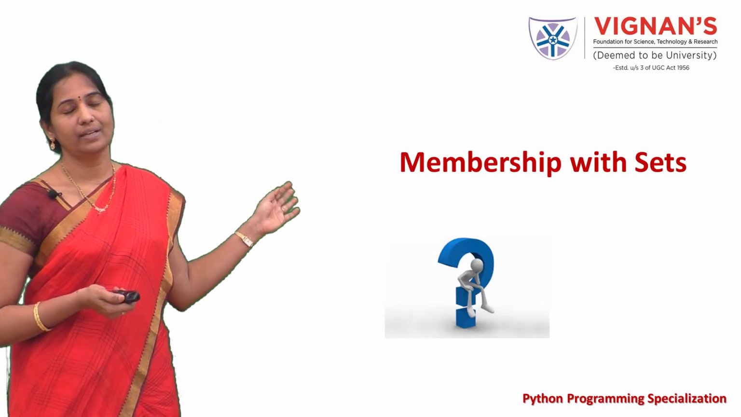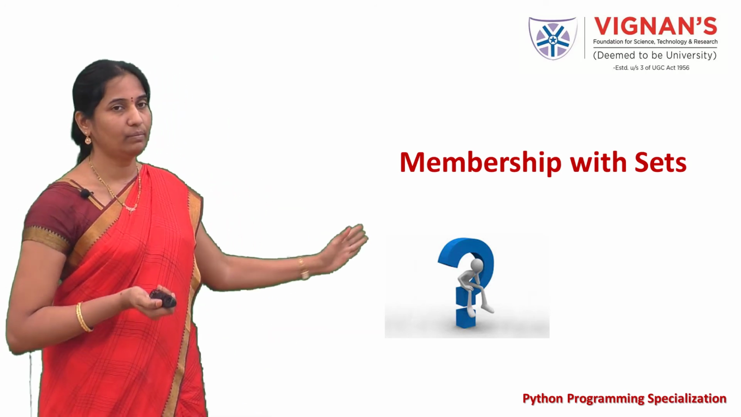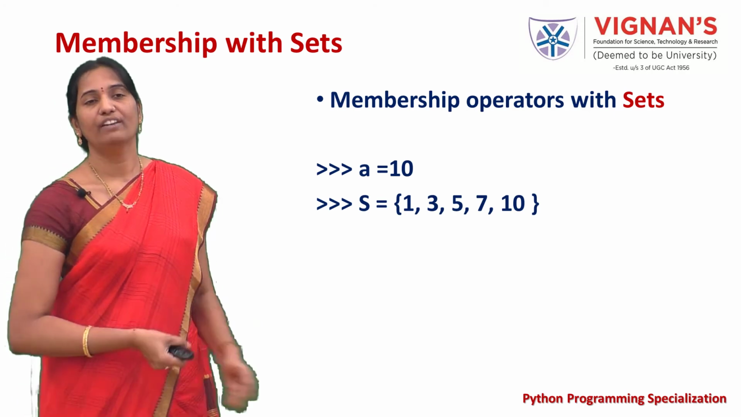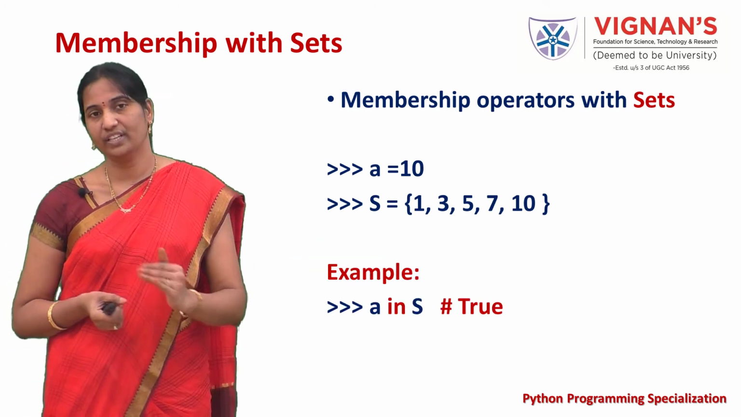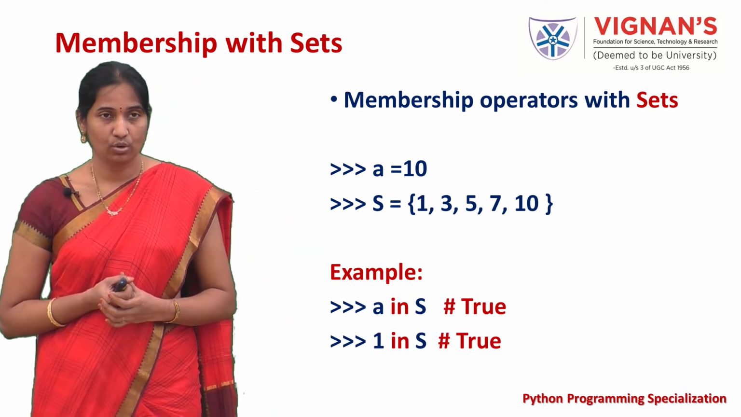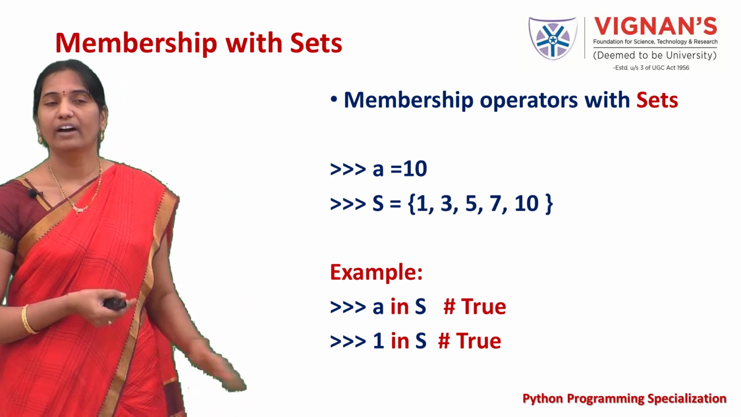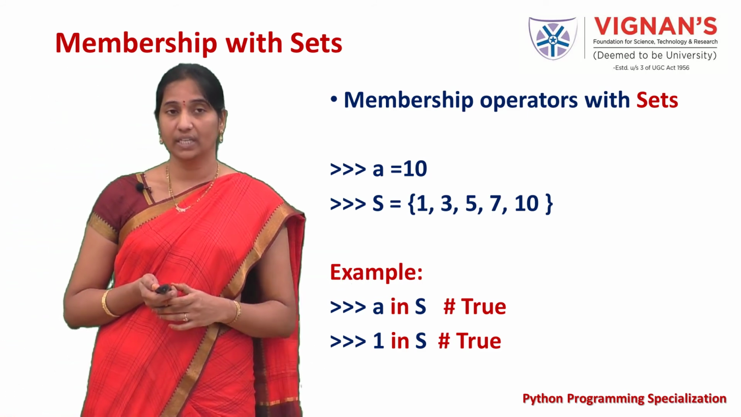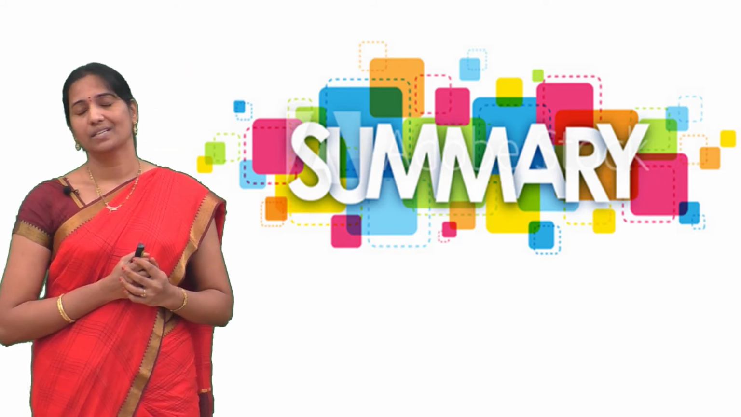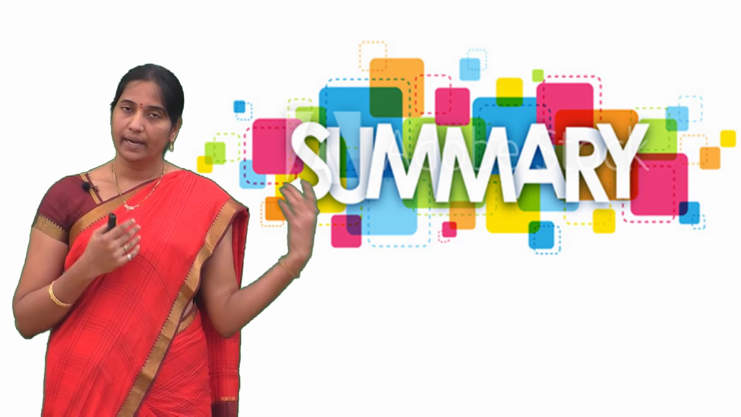Similar to lists and tuples, we can use membership operators with sets very well. Here I am going to check whether the element 10 is present in the set or not. Of course, the element 10 is present, so it returns a true value. Again, I am checking whether 1 is present in the set or not. So directly I can use a constant also. Of course, 1 is also present, so it returns a true value. That is how membership operators can be used with various non-primitive data structures like lists, sets, dictionaries, tuples and strings.